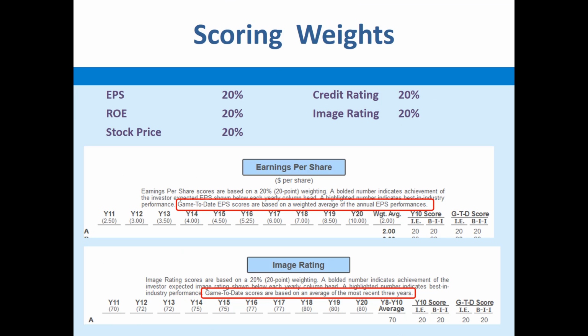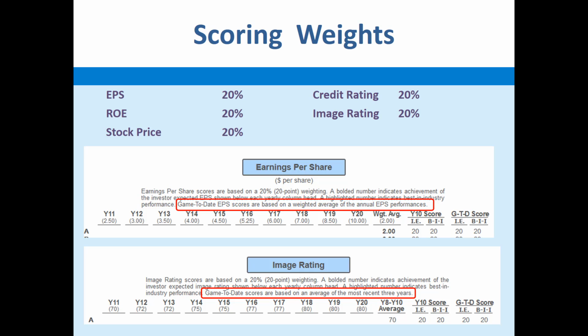The weights that we placed on your company's achievements on each of the 5 annual performance targets are 20% each. Although they are each worth 20% of your overall score for the game, the metrics do not count equally for each year. For example, the game-to-date scores for EPS are based on a weighted average of the annual EPS performance. That means that EPS for each year counts the same. So if there are 8 years, all of them are used in calculating the ending EPS. The same is true for ROE.